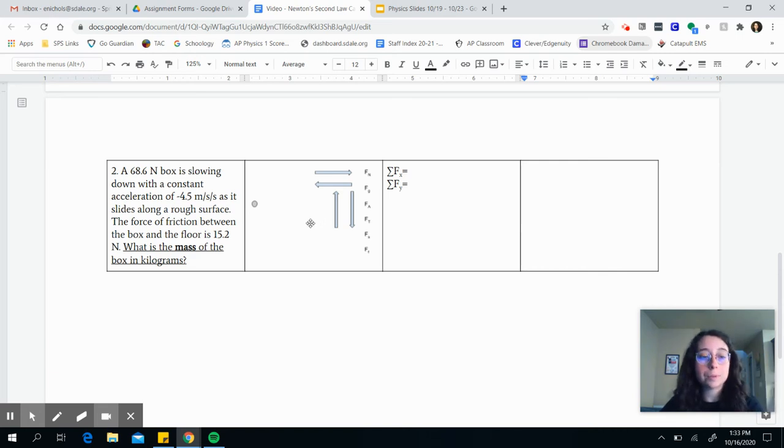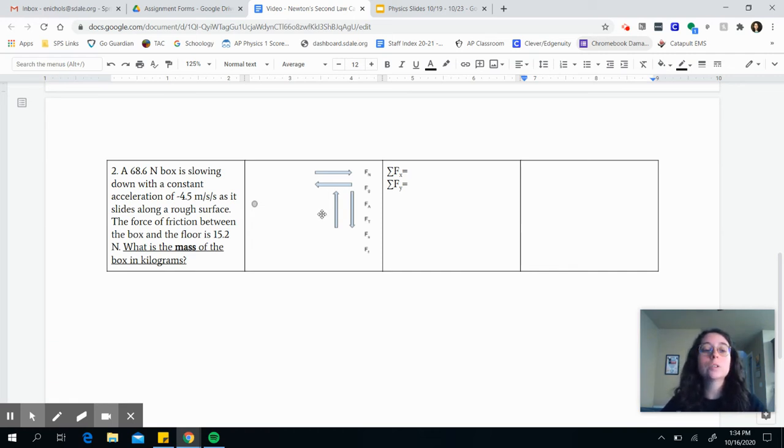So we have in our problem, a 68.6 newton box is slowing down, okay, that's important, with a constant acceleration of negative 4.5 meters per second squared as it slides along a rough surface. Rough means there's friction. The force of friction between the box and the floor is 15.2 newtons. What is the mass of the box in kilograms?